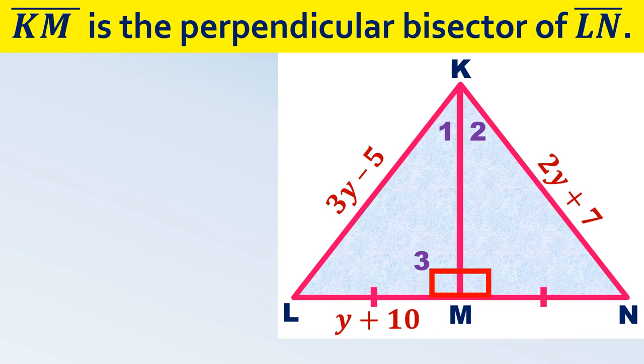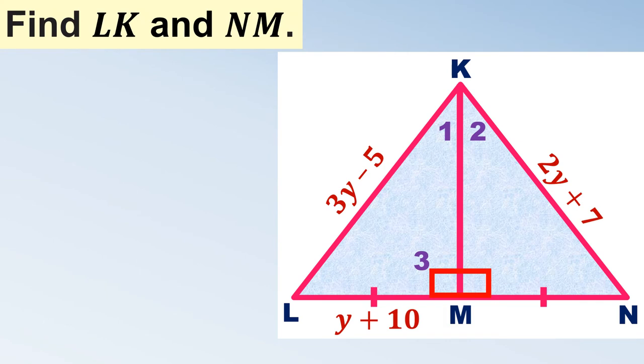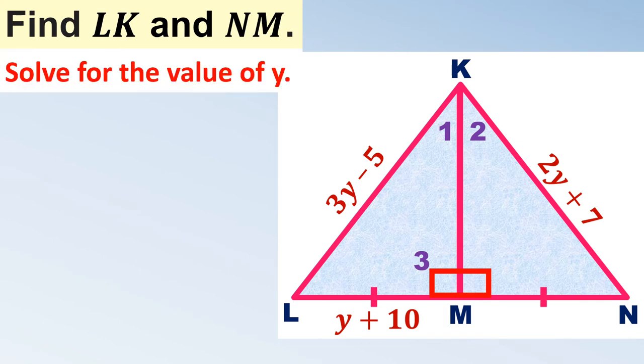Segment KM is the perpendicular bisector of segment LN. If LK is equal to 3y minus 5, NK is 2y plus 7, and LM is y plus 10, find LK and NM. Solve for the value of y.